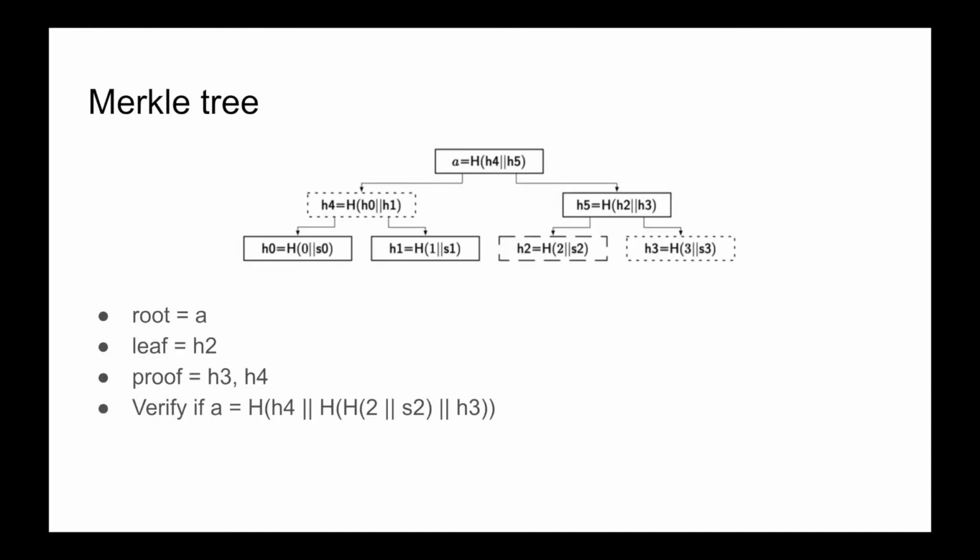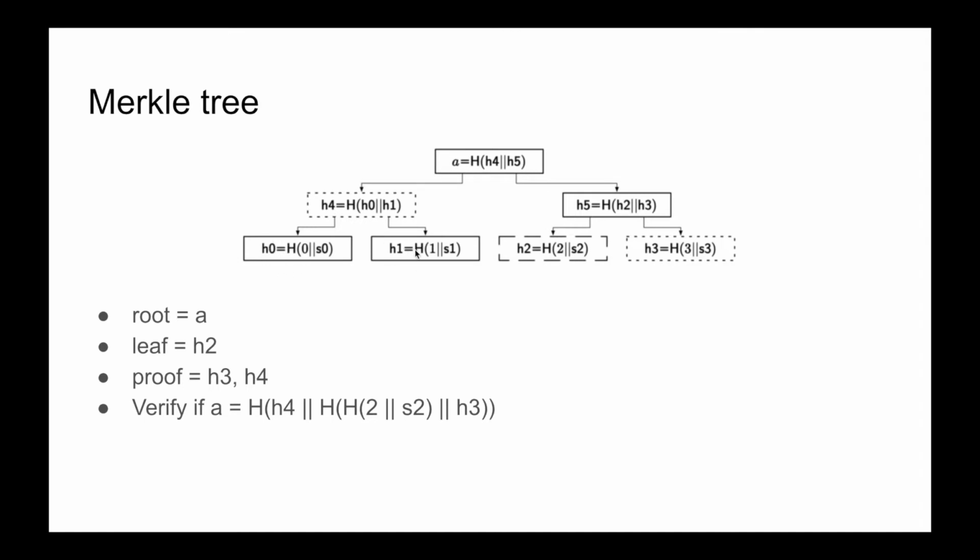Okay, so a Merkle tree is a data structure used to store data. We call the root of the Merkle tree the Merkle root, like this one. Each leaf node represents the hash of the data, and every non-leaf node is the hash of its children nodes. For example, H4 is the hash of the concatenation of H0 and H1.